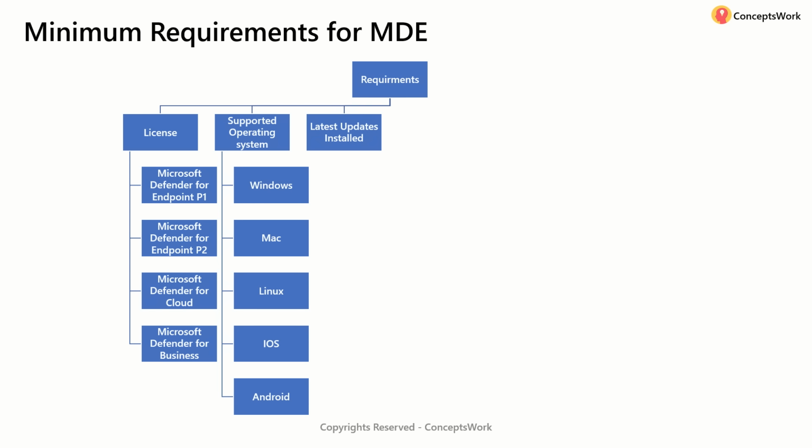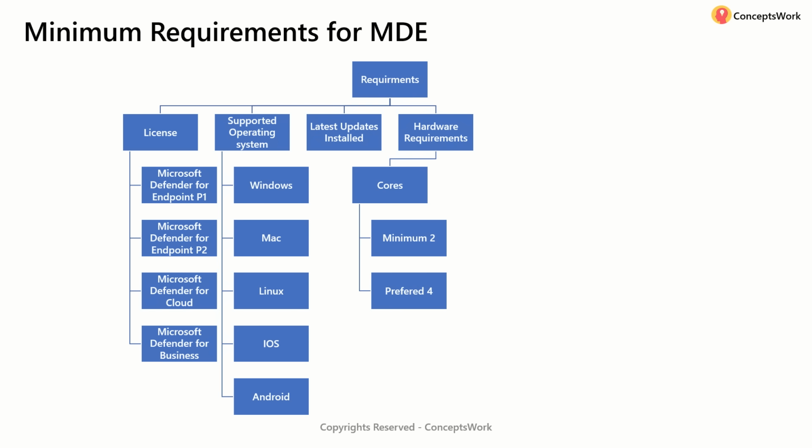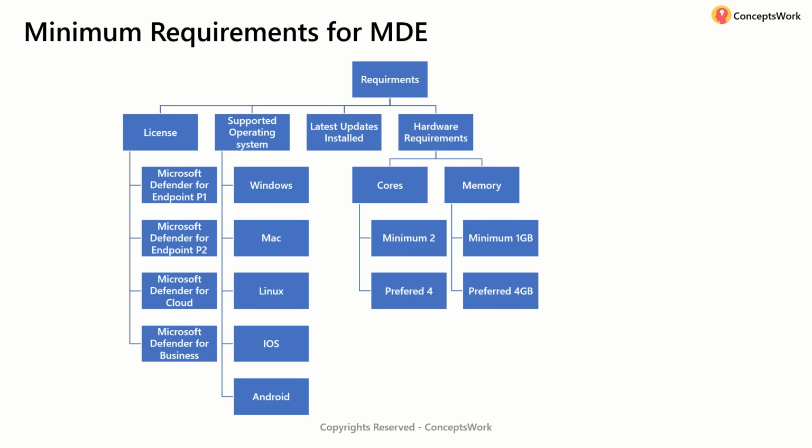The next thing that I would like to talk about is that whichever machine you are scoping to get onboarded should have latest updates installed. Then from hardware requirements perspective, minimum 2 cores should exist, but preferred is 4. Similarly, for memory, minimum 1 GB is required, but preferred is 4 GB.